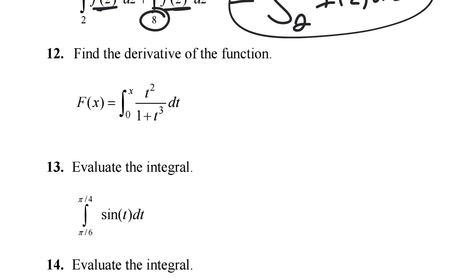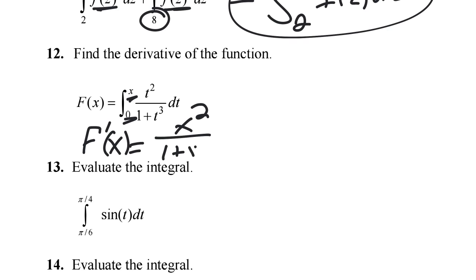Find the derivative of this function. So it's a number going to x. So f prime of x is equal to, I just need to replace it with x's. I'm done. Now remember, it's different if this is an expression. You have to do a little more work.